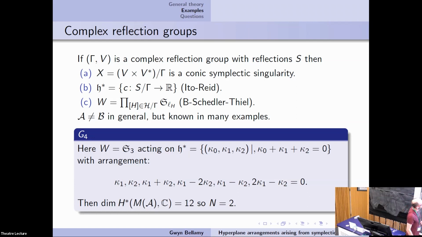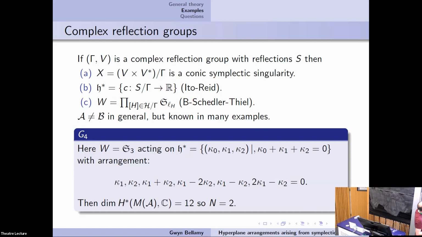Okay, so in this case, I apologize, it's very confusing. I have a complex reflection group, then I have an H star. This H star is not, of course, the representation of the complex reflection group. It's something completely different and quite unrelated. The dimension of this thing is the number of conjugacy classes of reflections in your complex reflection group. This is a much more general statement by Ito and Reed. And then we computed that in this case, the Weyl group you get is simply a product of symmetric groups.